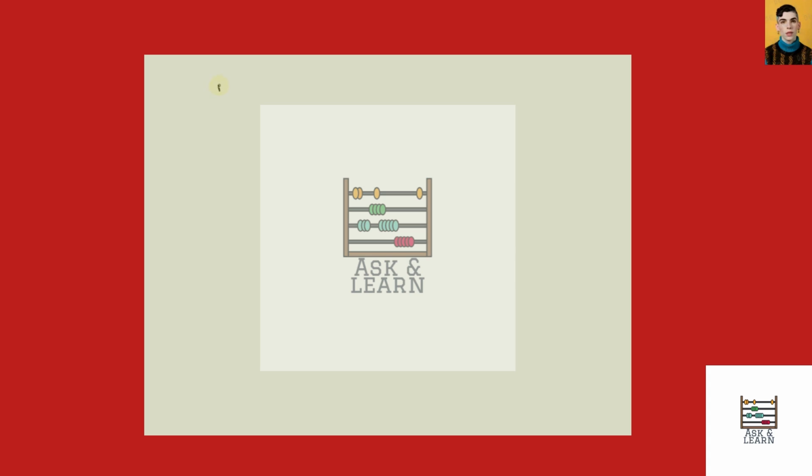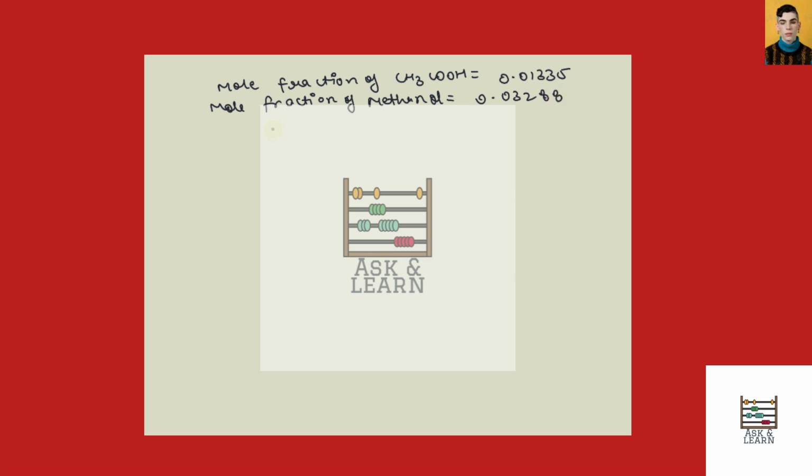Hello students, let's begin with this question. Here, the mole fraction of the acetic acid is given, which is equal to 0.01335. Then here, the mole fraction of the methanol is given, which is equal to 0.03288. So here we have to find out the molality.